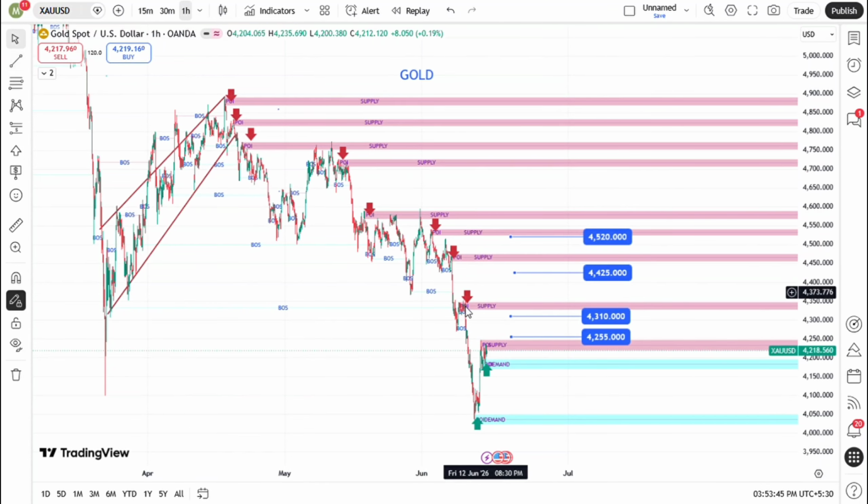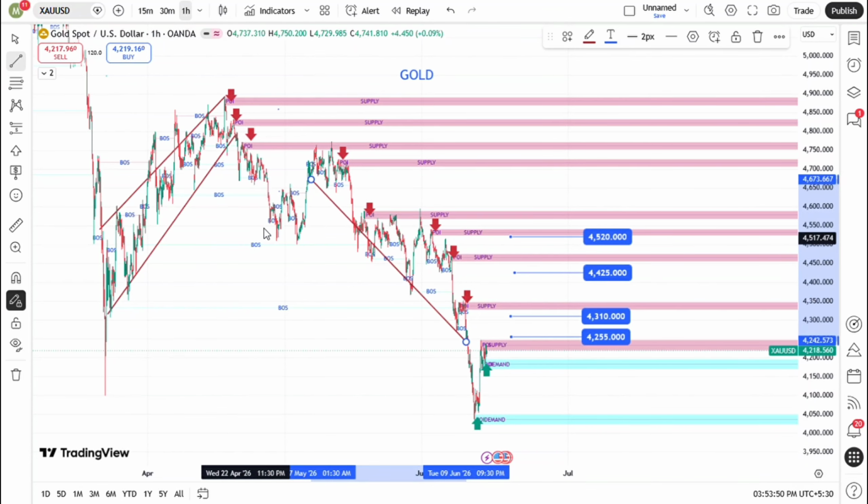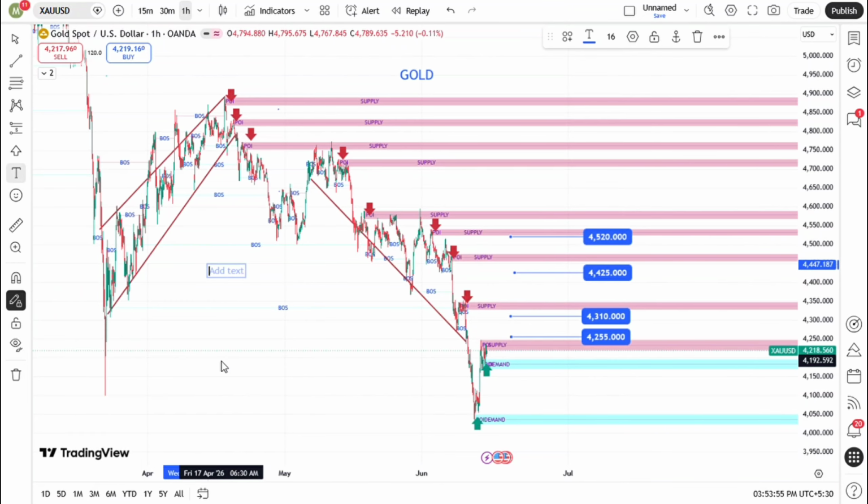Until key structural levels are breached, the overall higher timeframe bias remains neutral to bearish. We have mapped two distinct execution plans based on upcoming liquidity constraints. For the upside scenario, our focus shifts to 4,255.